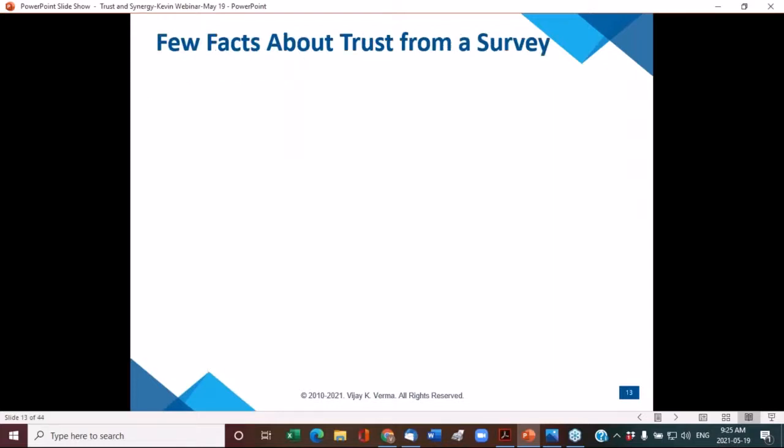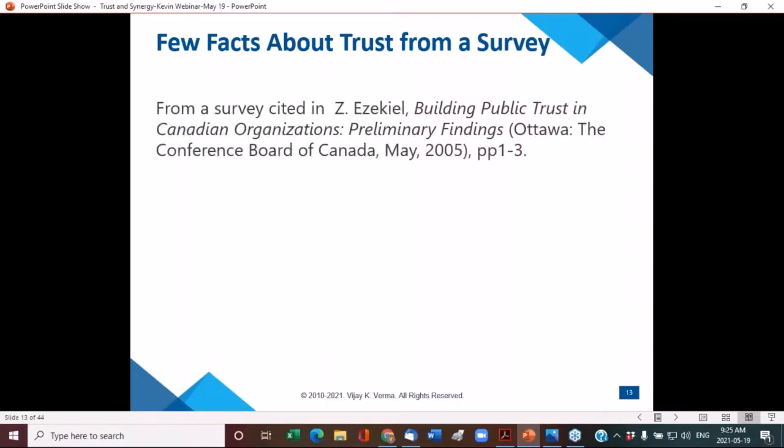Let me just share with you a few facts about trust from a survey, mostly from Canadian organizations. This is a survey cited by Zed Icicle, Building Public Trust in Canadian Organizations, preliminary findings done by the Conference Board of Canada in 2005. Possibly it is old, you can say, but things haven't changed too much.